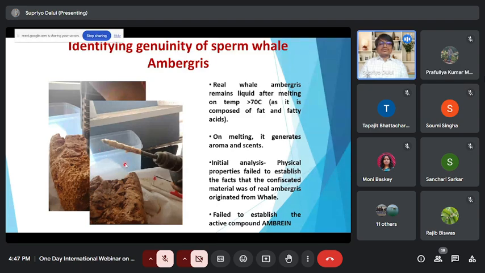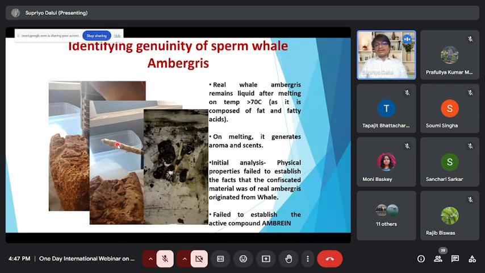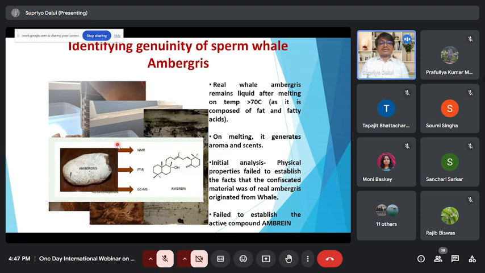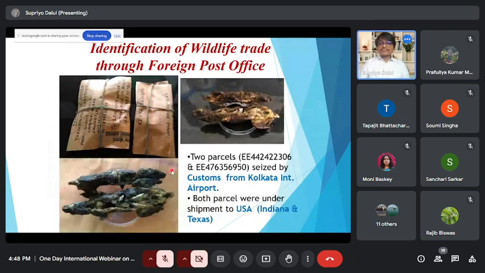So যখন আমরা drill করে sample নেওয়ার চেষ্টা করি, it was nothing like ambergris, but it was kind of plasticky, and যখন আমরা ওটাকে burn করার চেষ্টা করি, it gives us a plastic smell. So yeah, we decided that this burns like black plastic, and it was not a real product, it was a fake ambergris product. The real product will have a structure something like that, molecular structure based on GCMS, but this sample doesn't have similar kind of structures. So this was the last case, this identification of wildlife trade through a foreign post office.